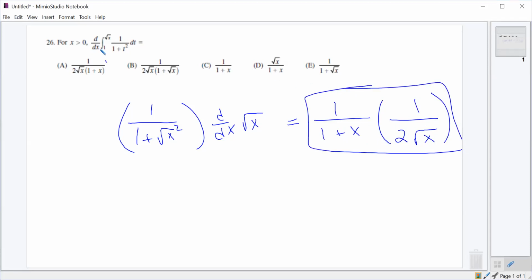which looks like that ought to be choice A. That's our fundamental theorem of calculus. Just plug in the upper limit. If the lower limit is a constant, plug the upper limit in as your t value into the original function there, and then multiply by the derivative of that upper limit.